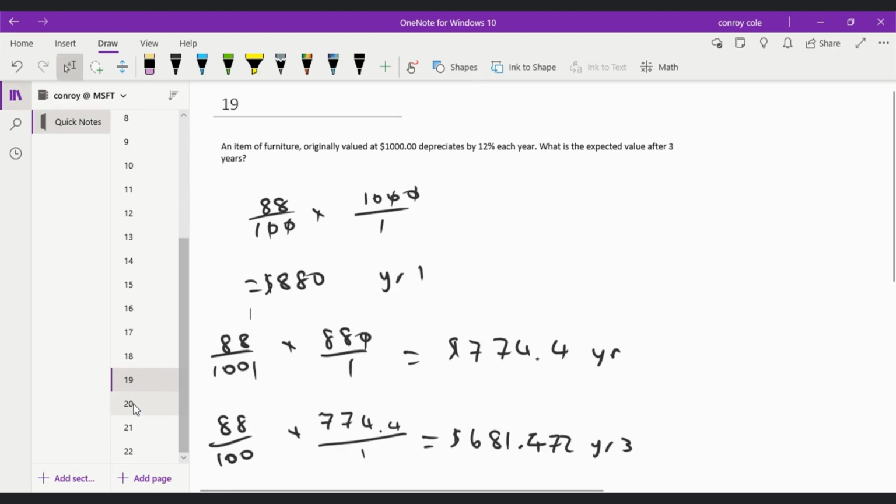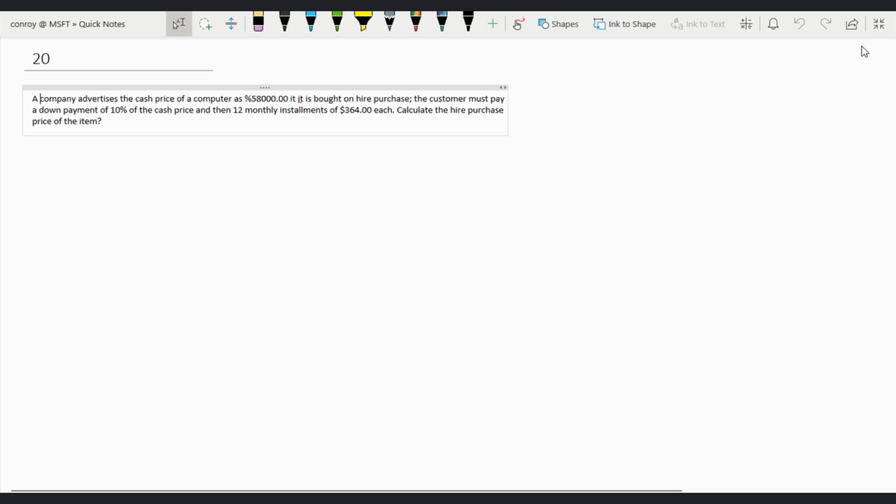All right, so we're going to look now at another question, which says a company advertises the cash price of a computer at $58,000. Ooh, not 58%, but $58,000. If it is bought on hire purchase, the customer must pay down 10% of the cash price and then 12 monthly installments of $364. Calculate the hire purchase price of the item.